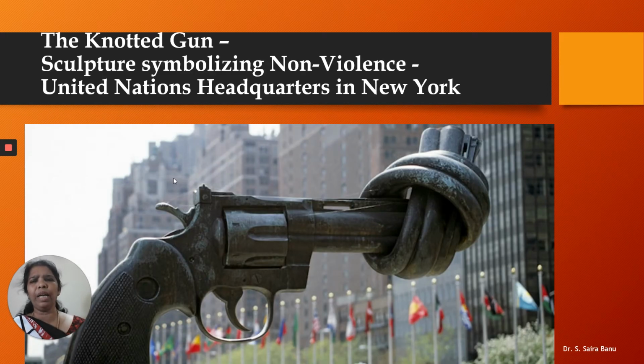If you see, this picture that I'm showing you is known as the knotted gun. At the end of the gun, you will see a kind of knot. That means it symbolizes that we are not using the gun. The bullets will not be released from this gun. That would refer to a symbolical meaning of non-violence. We stop using guns, and this sculpture is located in the United Nations headquarters in New York. That will symbolically tell the need for reduction or stopping war or stopping the use of weapons.